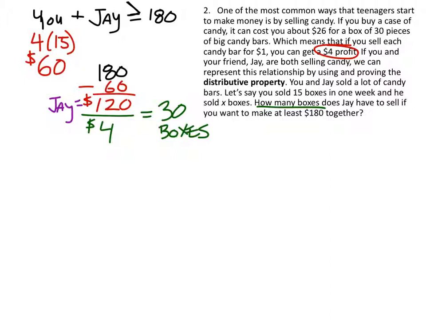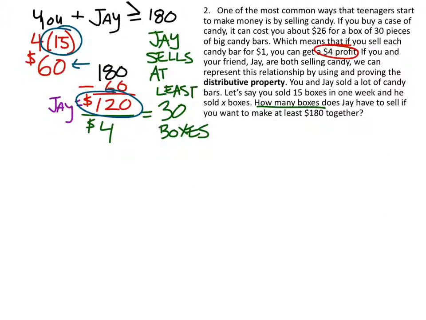But before we do, remember when you sold 15 boxes, you made $60. Jay needs to make twice as much as you did, so he needs to sell twice the number of boxes. 15 boxes times 2 would be 30 boxes. But again, this is an inequality, so we'd have to say that Jay needs to sell at least 30 boxes. Jay sells at least 30 boxes. But let's look at this in the inequality also.